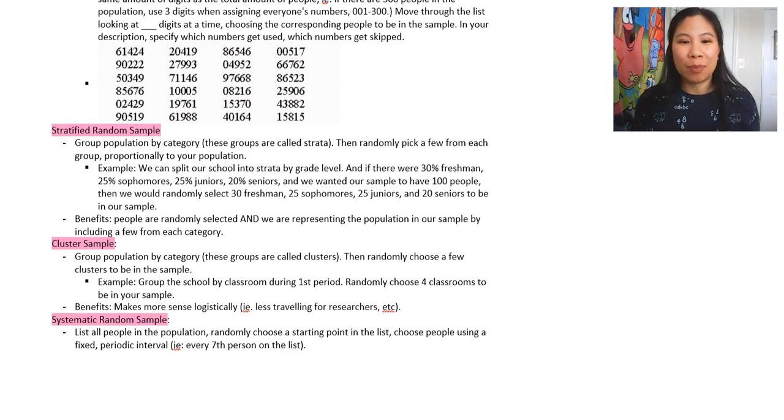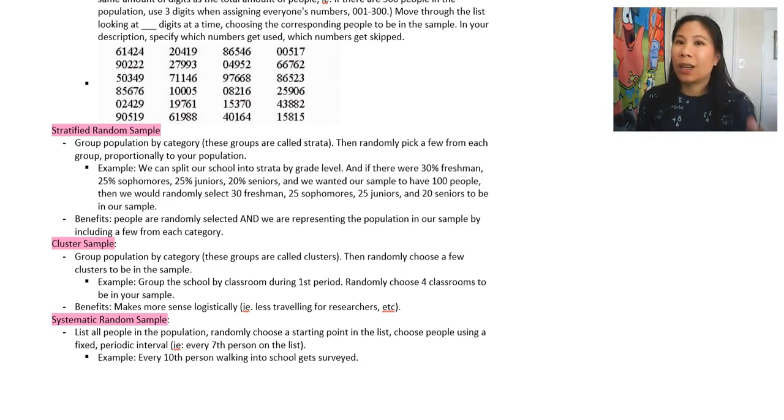The next type of random sample is called a systematic random sample. So in systematic, think like there's a system to it, some sort of pattern. So what you want to do is list out all the people in your population, randomly choose a starting point, whether that be choosing a random number or whatever, and then you're going to choose people to be in your sample based on a fixed periodic interval. What that means is look for every 7th person or every 20th person or something like that, following that pattern. Another example could be if you were looking at all the people walking into the school, you can just survey every 10th person or something like that.